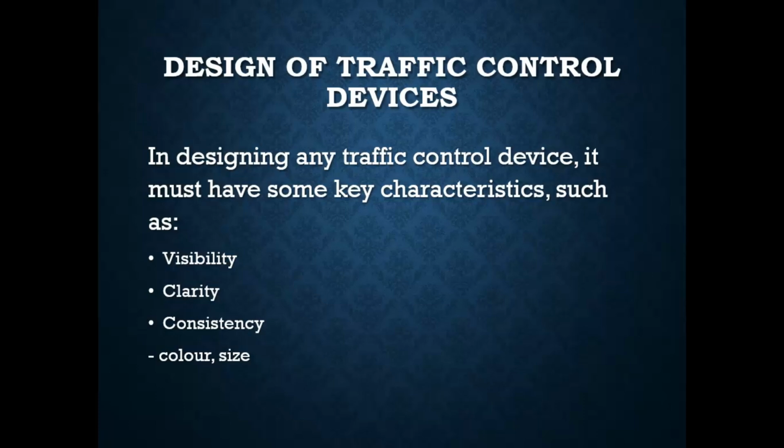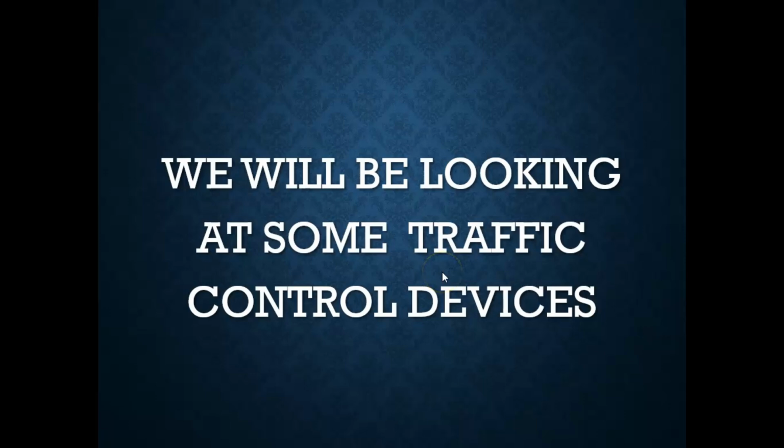Furthermore, we can talk about the color, we can talk about the size. These are also very key when designing traffic control devices. Then we can also look into things like durability. It must be made from materials that can withstand the elements of wear and tear. Most of them are kept on the road. So the materials that are being used in making them must be durable to be able to stand the test of time as a result of wear and tear, maybe damages, accidents. So these are some of the characteristics in designing a traffic control device. So we'll be looking at some of the traffic control devices one after the other.